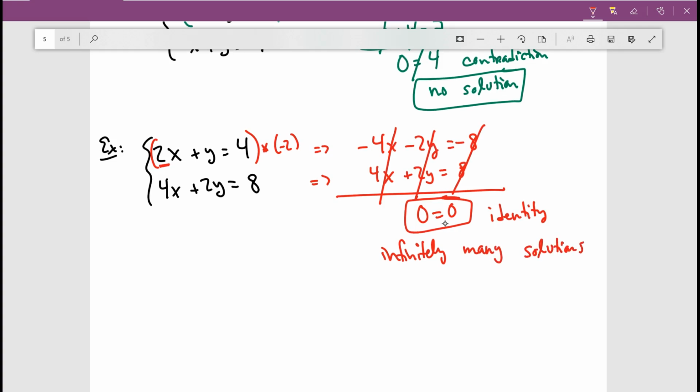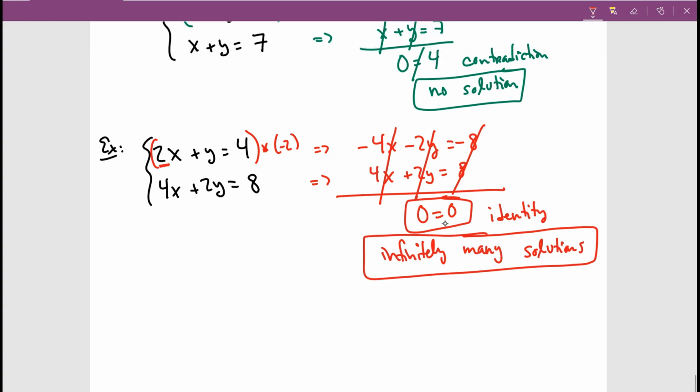Later on, when we do 3 by 3, 3 variables and 3 equations, we will learn how to write infinitely many solutions. But for right now, this would be sufficient. Okay, so that's it for this particular section. In the next section, we're going to go over the word problems.